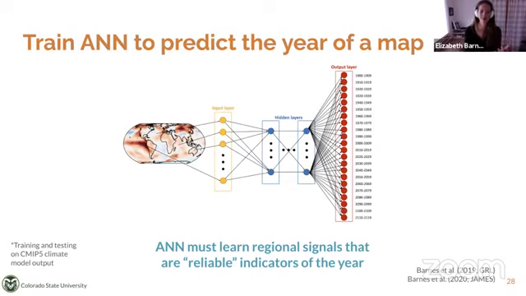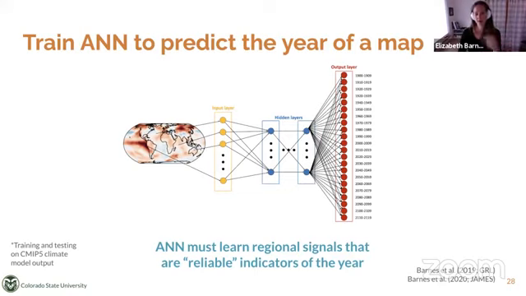Okay, now, right now for this example that I'm going to show, we're going to train and test on climate model output. So we do have data everywhere for every year. So if you stop and think about this for a while, and it really took me a while to think about it, you figure out that the network has to learn regional signals that are reliable indicators of the year in order to do this problem well, in order to predict the year correctly. And this is hard because of all the noise in the climate system. It needs to learn the patterns of forced change in order to predict the year correctly from a single map.